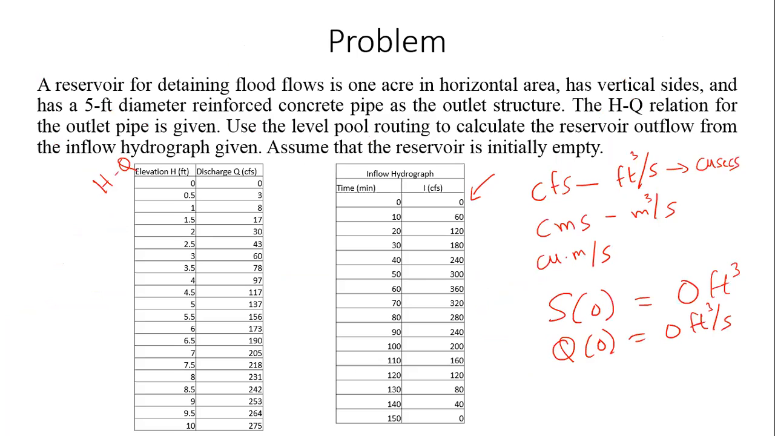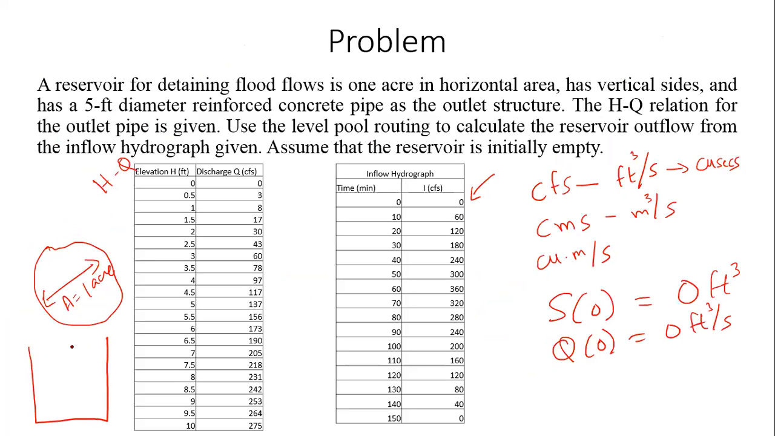Let's go back to the problem statement. Read the problem statement. A reservoir for detaining flood flows is 1 acre in horizontal area. So when I say horizontal area in plan view, if this is the reservoir in plan view, this area is 1 acre, and it has vertical sides. So if I draw a cross section of this reservoir, it will look like this.